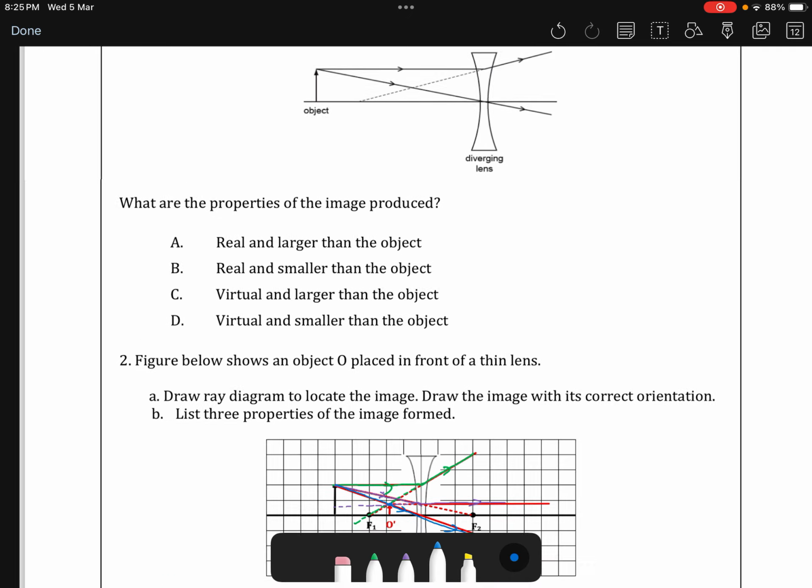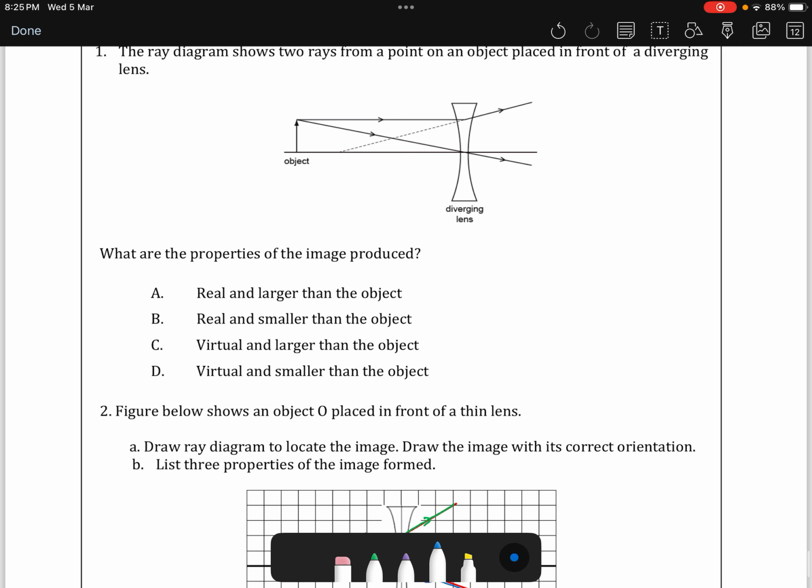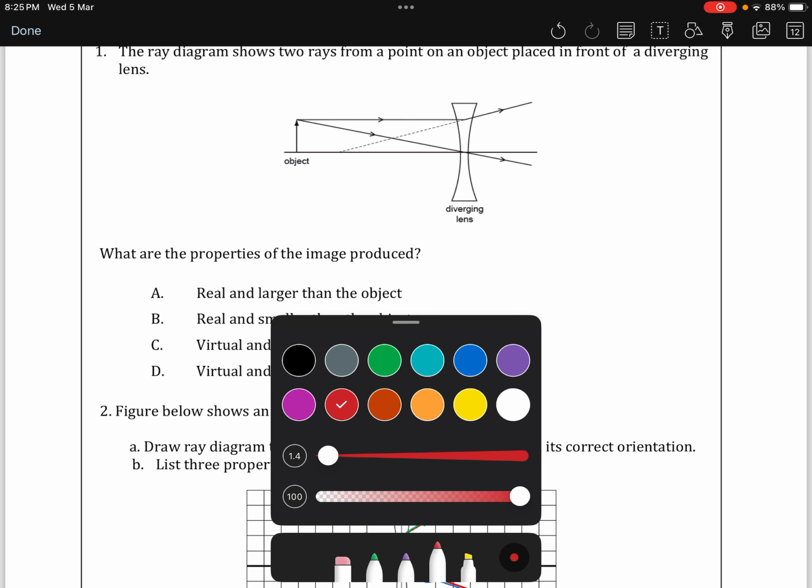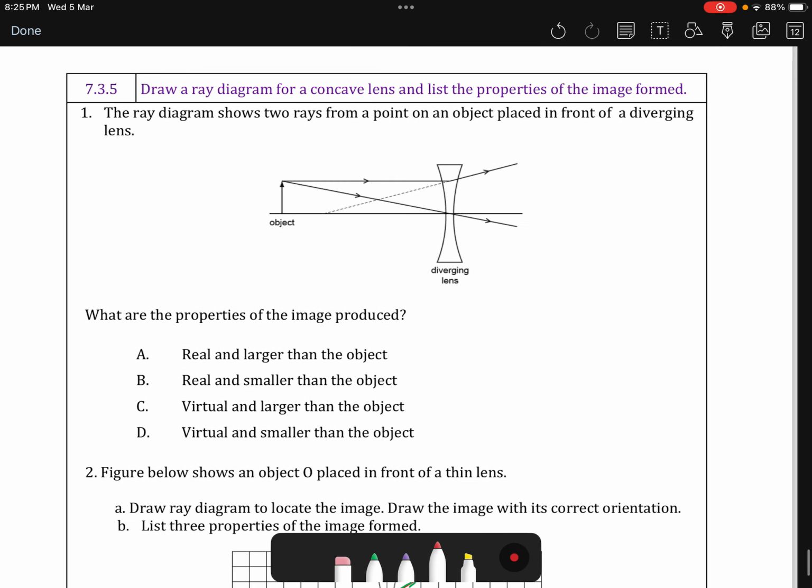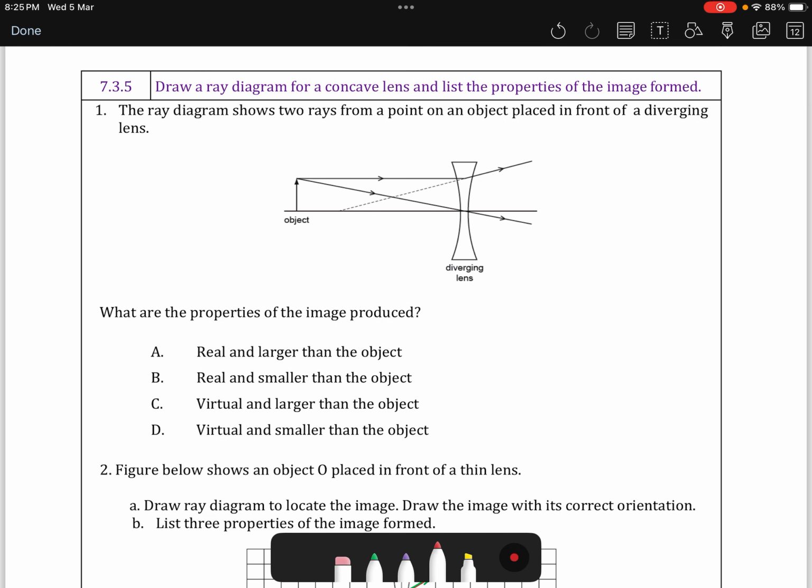Okay, now let's look at this equation. Actually, always for the concave, the image will have the same properties. It's virtual, smaller, and upright. So yes, the answer is D.